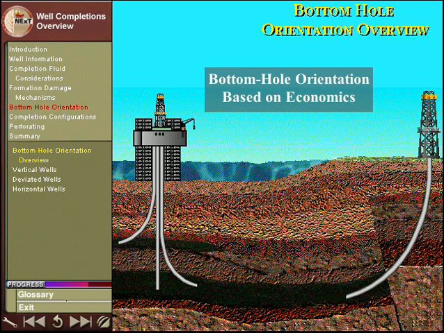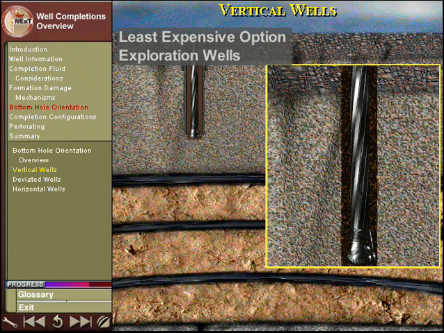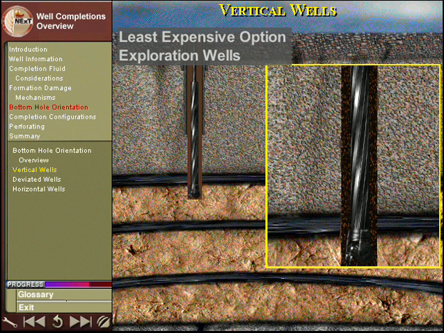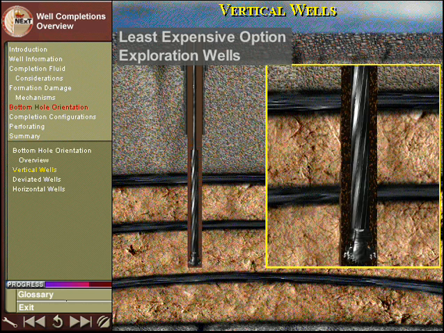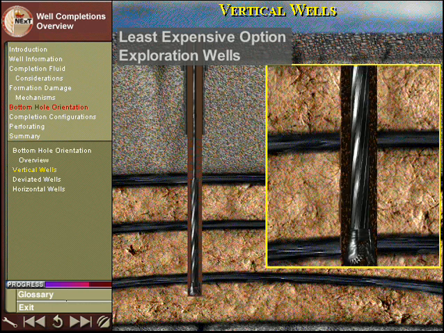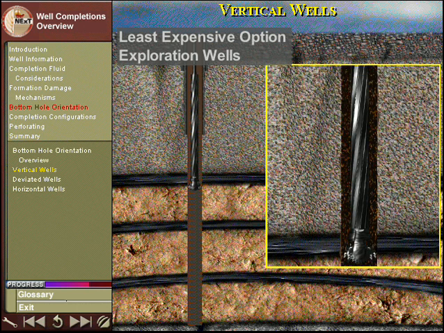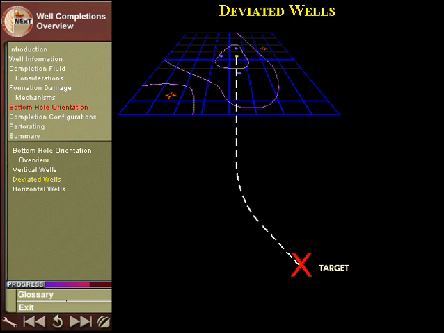for economic considerations. A vertical well is generally the least expensive option for drilling to a single target. A vertical well will be drilled in any appropriate situation when the drilling rig can be placed directly above the intended target. The majority of exploration wells are vertical wells. A deviated well may be drilled when the surface location cannot be located directly above the intended target.